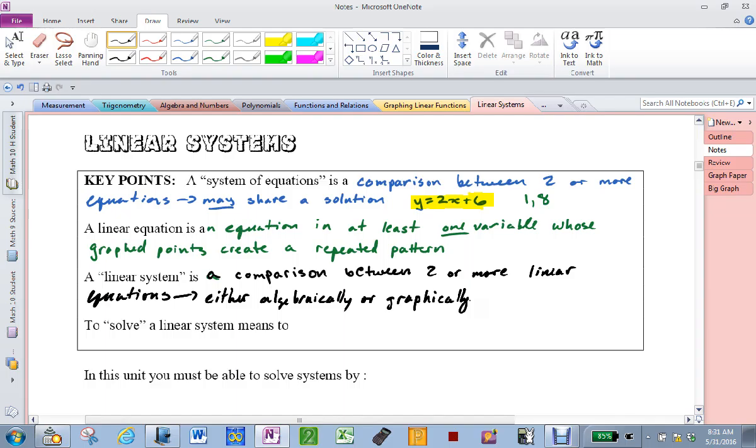So what do you think the solution to a linear equation is? A linear equation has infinite solutions, yes? And if I have a second linear equation, it too will have infinite solutions, will it not? So if I then compare those two linear equations in a linear system, what must happen for that linear system to have a solution? You really have to think about that.